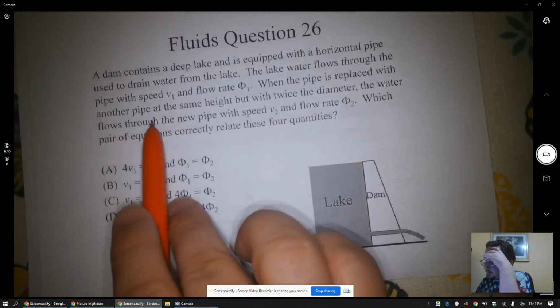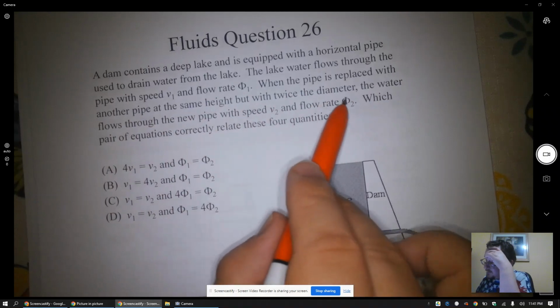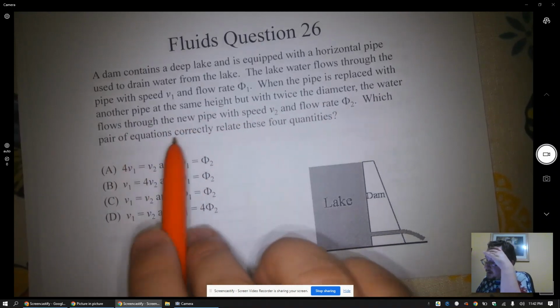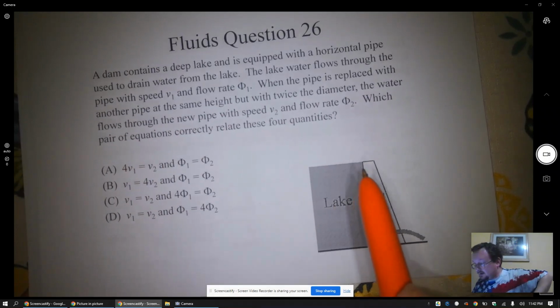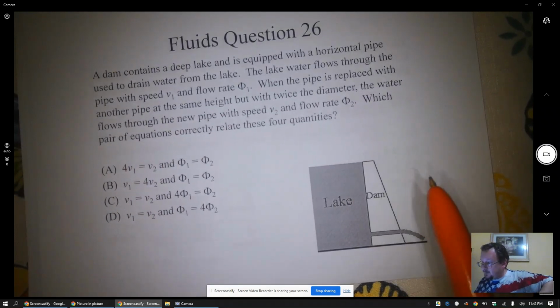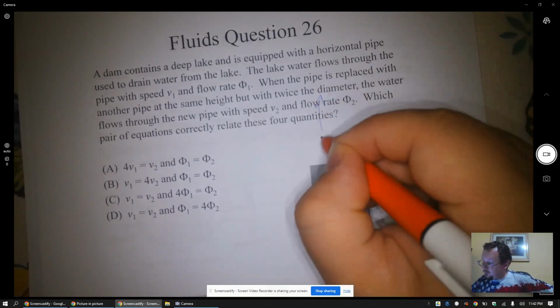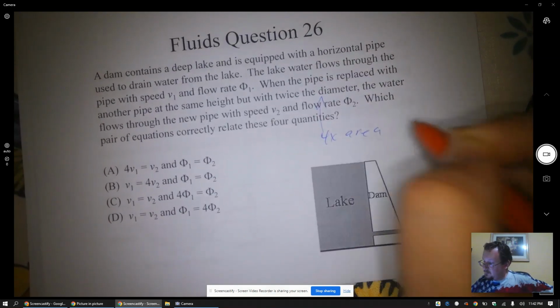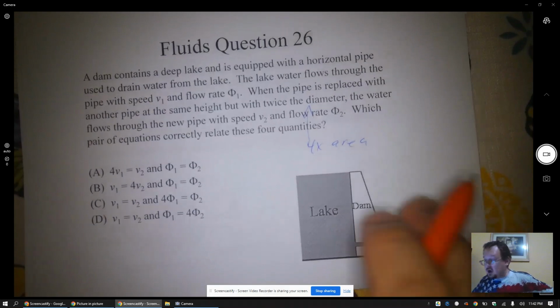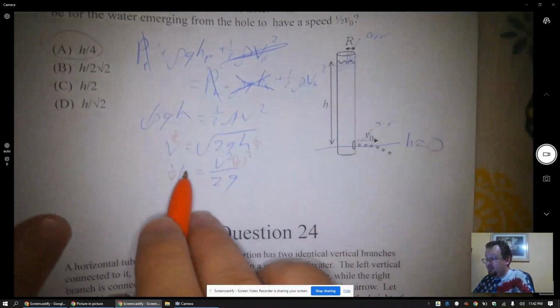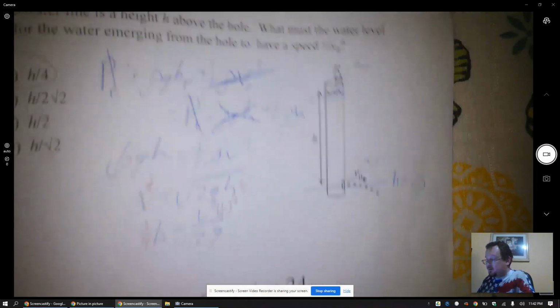When the pipe is replaced with another pipe, same height, but twice the diameter, the water flows through the new pipe, speed v2, flow rate v2. Which pair of equations correctly relate these 4 quantities? Okay, so twice the diameter is 4 times the area. Now, we showed with the Bernoulli equation before that V is just radical 2gh.